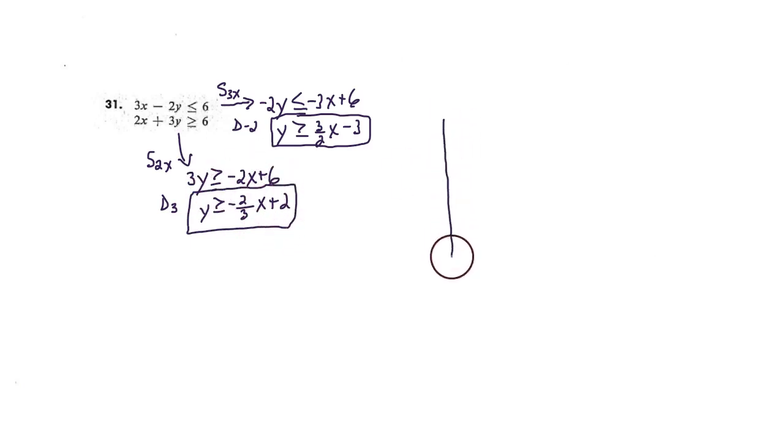So we need a grid. 1, 2, 3. Here's the negative 3, right there, right? This is the y-intercept. Okay, now the slope is 3/2, so up 3 over 2. This has that little line, so it's solid.